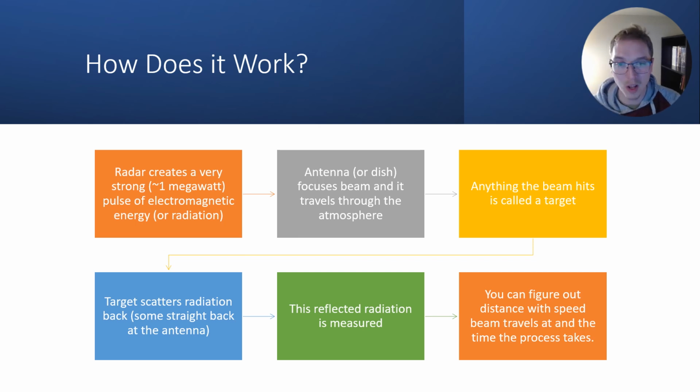So, how does it work? Well, radar creates a very strong, roughly 1 megawatt pulse of electromagnetic energy or radiation. An antenna or dish focuses the beam and it travels through the atmosphere. Anything the beam hits is what we call a target. That target scatters radiation back to the radar dish, some straight back to the antenna. This reflected radiation is then measured, and you can figure out distance with the speed that the beam travels at and the time that process takes.